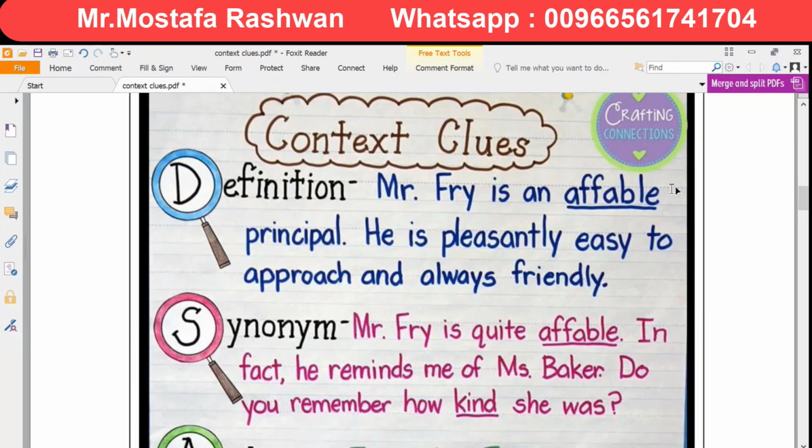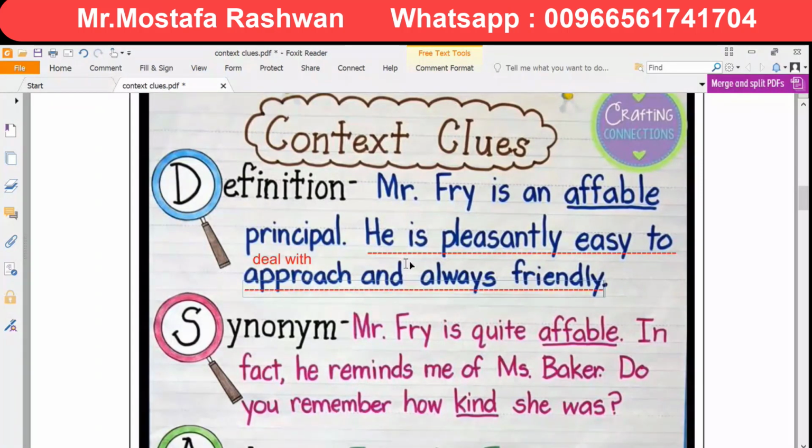Let's see. So he said here, this principal is affable. And we agreed here we're going to use the definition technique. He gave me here this technique. He is pleasantly easy to approach. Easy to approach means easy to deal with. You can talk to him freely, anytime, whenever you want, tell him whatever you want, and he is always friendly. So he defined here the word affable as what? He is pleasantly easy to approach, and always friendly.